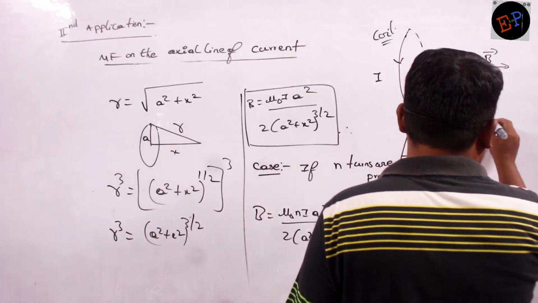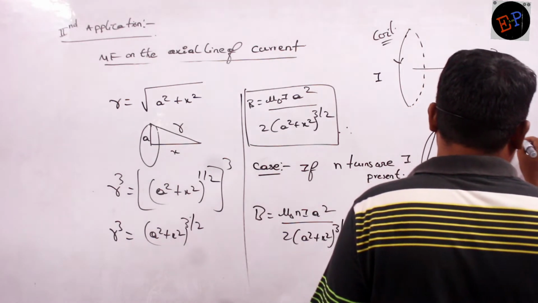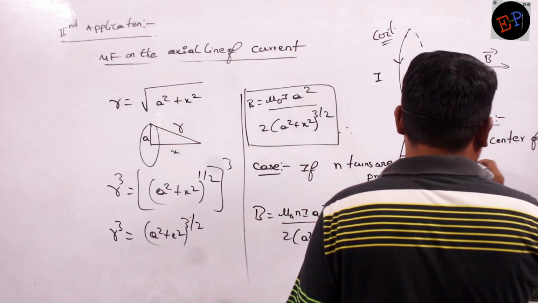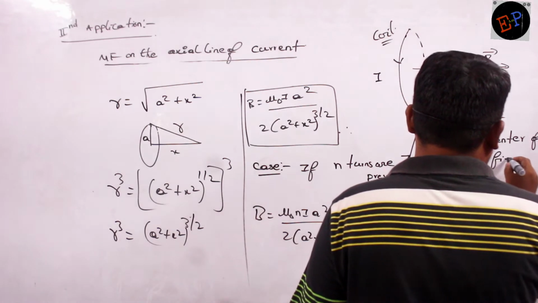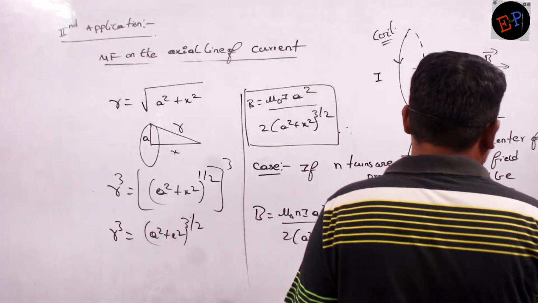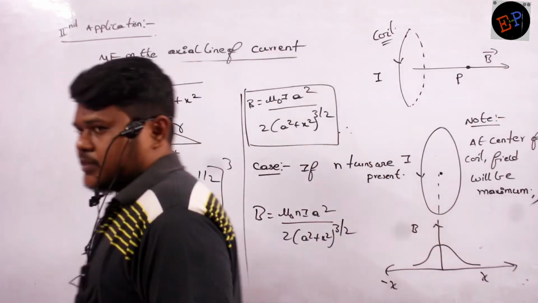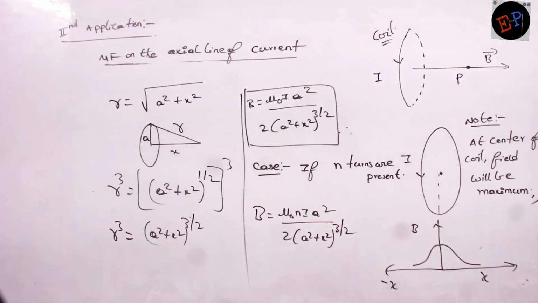Clear? Right. So therefore, what is the note point? I have to write the note point: that at the center of coil, field will be maximum. That is the point which we should understand.